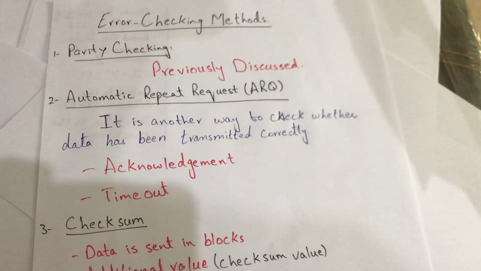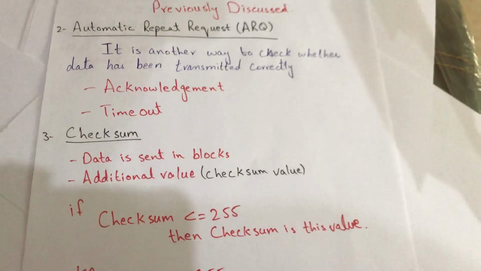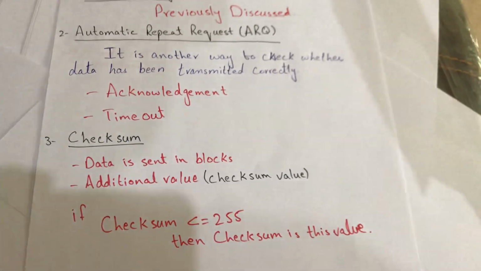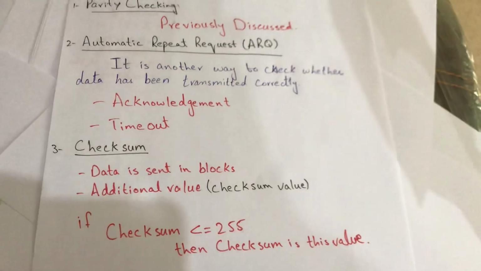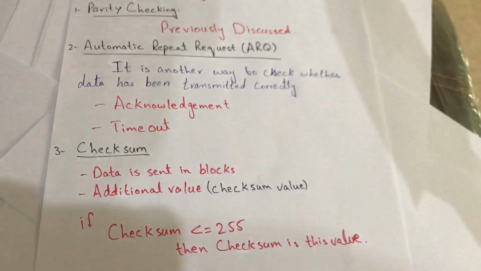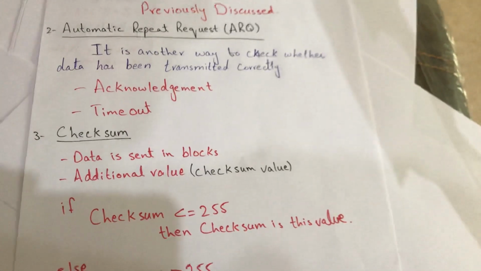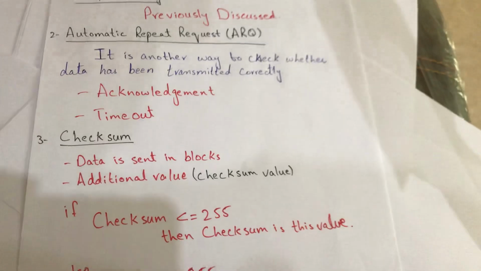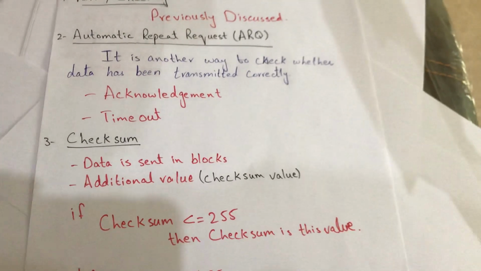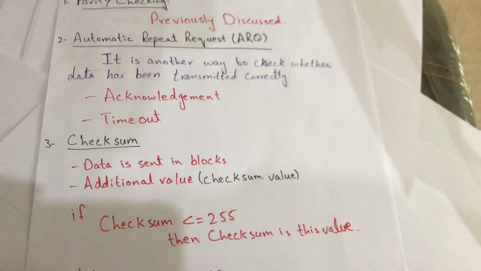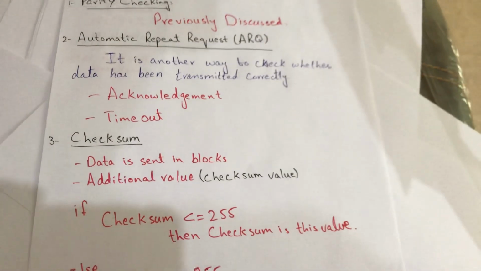Now the third one is checksum. Here the data will be sent in blocks with an additional value that is known as the checksum value. That will be calculated on both ends, that is the sender and the receiver. If the checksum value is the same, then the data is transmitted correctly. If not, then the data is not transmitted correctly. There are two conditions.